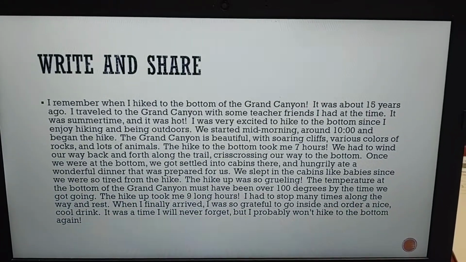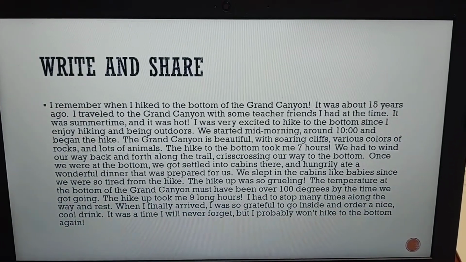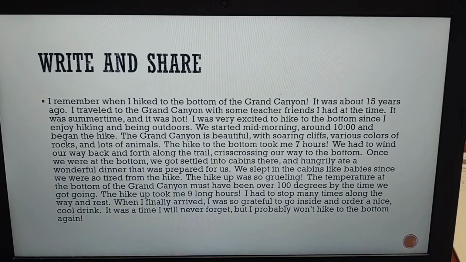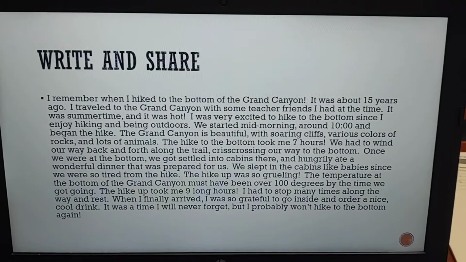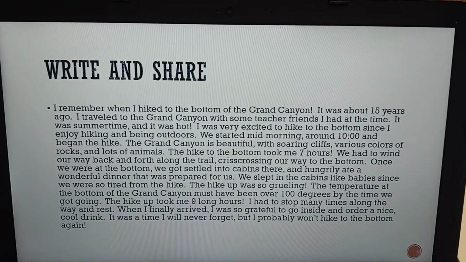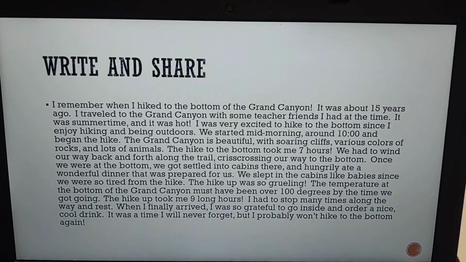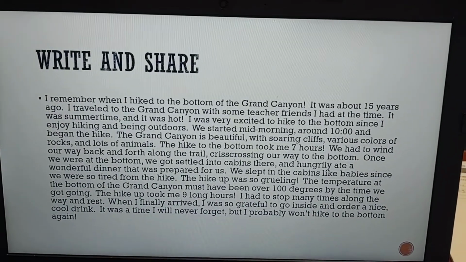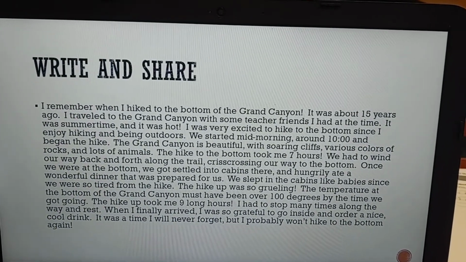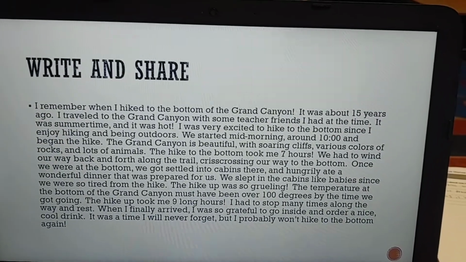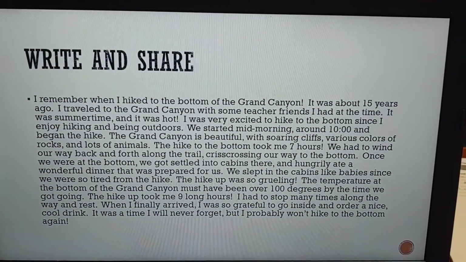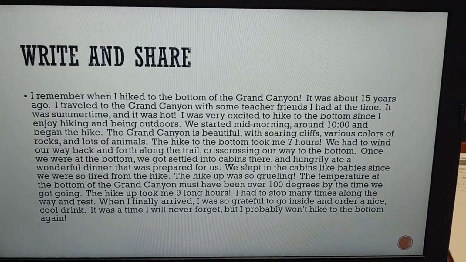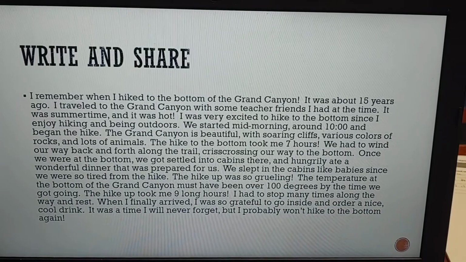I remember when I hiked to the bottom of the Grand Canyon. It was about 15 years ago. I traveled to the Grand Canyon with some teacher friends I had at the time. It was summertime and it was hot. I was very excited to hike to the bottom since I enjoy hiking and being outdoors. We started mid-morning around 10 o'clock and began the hike. The Grand Canyon is beautiful with soaring cliffs, various colors of rocks, and lots of animals. The hike to the bottom took me 7 hours. We had to wind our way back and forth along the trail, crisscrossing our way to the bottom.